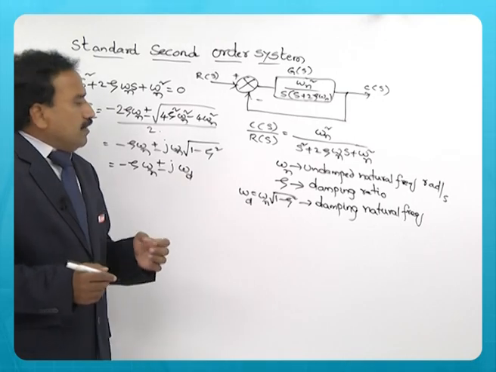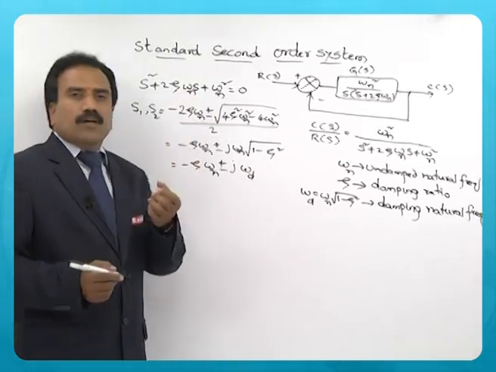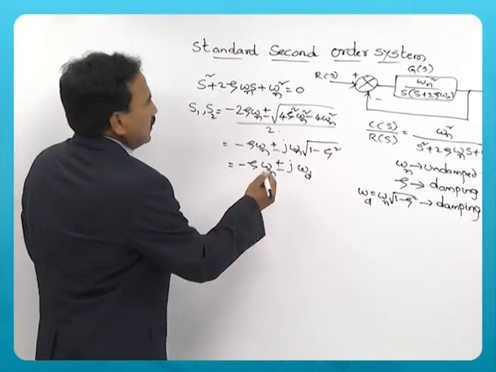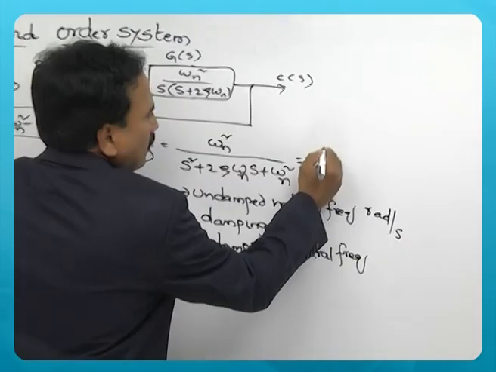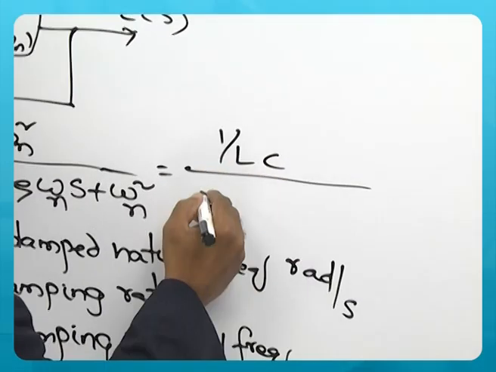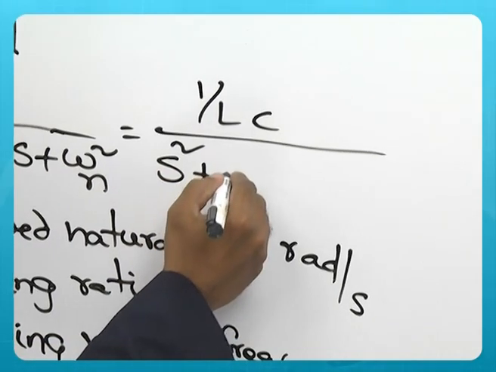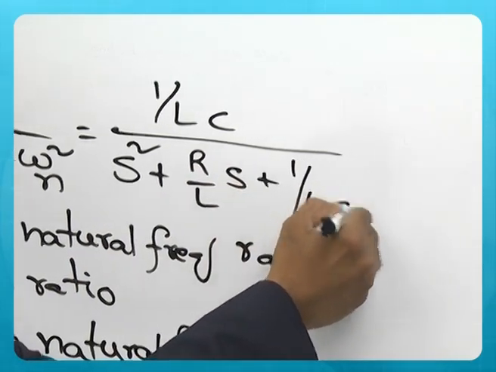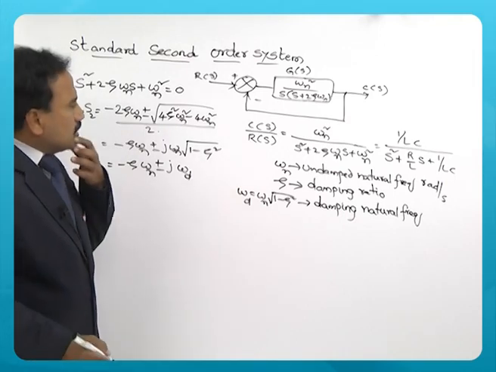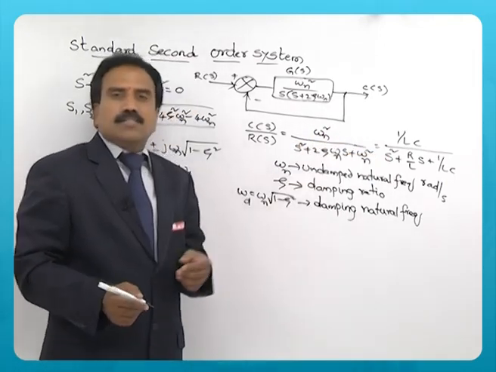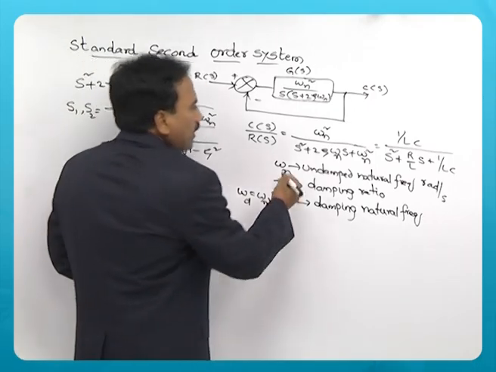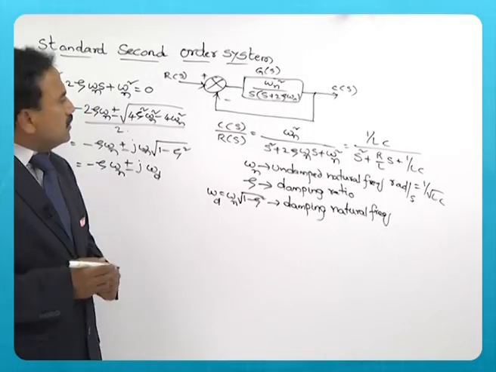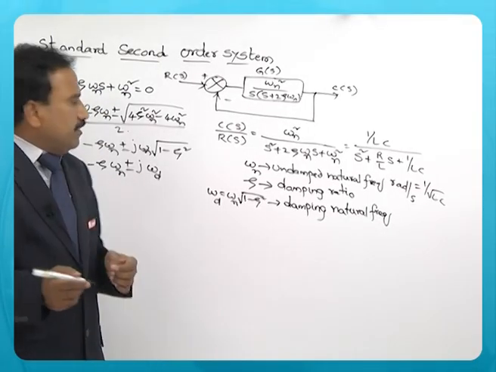If you compare this second order system with our electrical system, which we have already discussed in the previous sections, it is actually given by 1 by LC over S square plus R by L into S plus 1 by LC. Comparing with the standard second order system, omega n is given by 1 by root LC, the undamped natural frequency. It depends on only L and C.